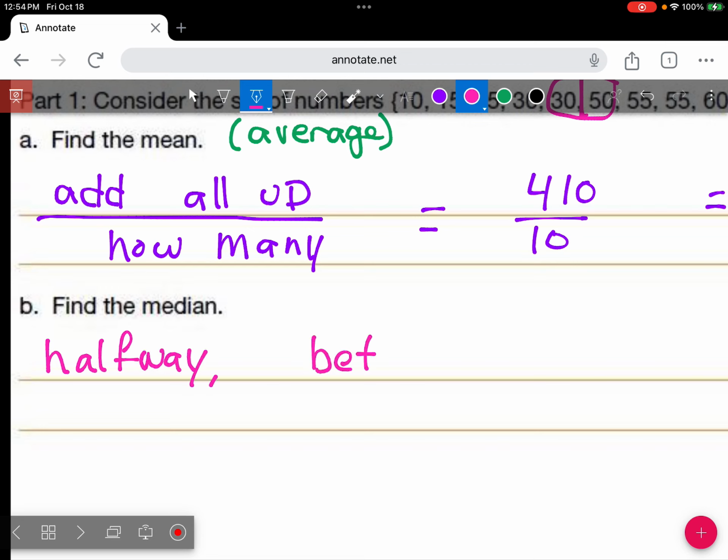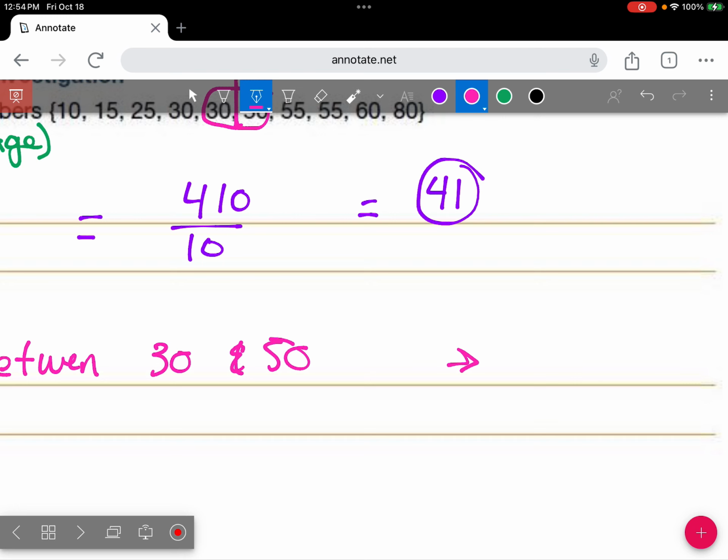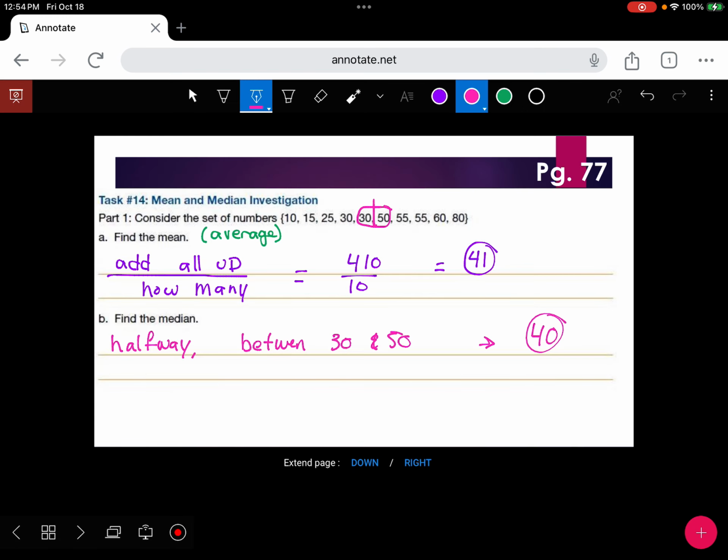So this one is between 30 and 50, which makes it 40. So our mean is 41 and our median is 40. So they're pretty close together.